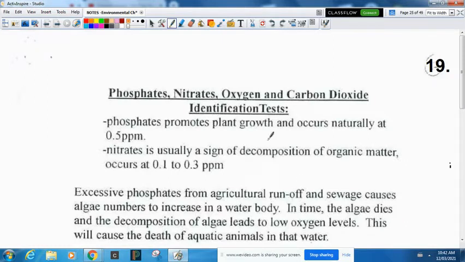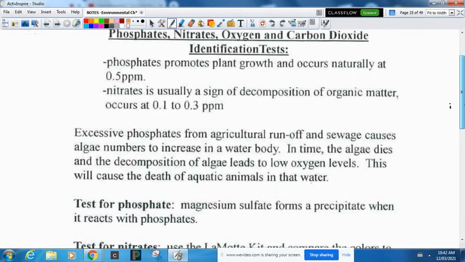Okay, and so phosphates promote plant growth. They occur naturally. We know that also it used to be found in detergent. Nitrate is usually a sign of decomposition. We also know that it affects the leaves, but whenever there's decomposition, nitrates are there as well. Okay, and so this one here, you probably have a star beside it. You're supposed to know this one.